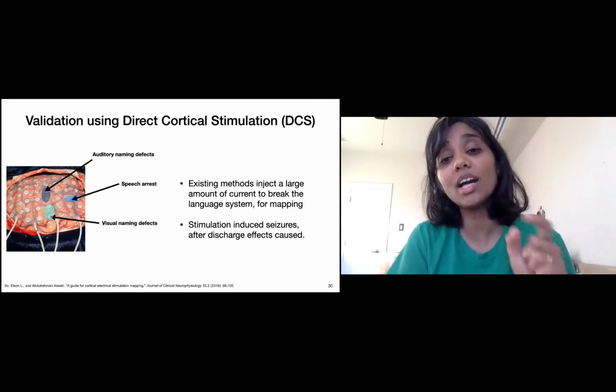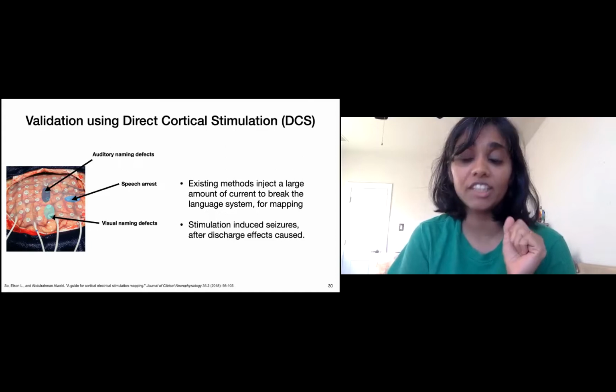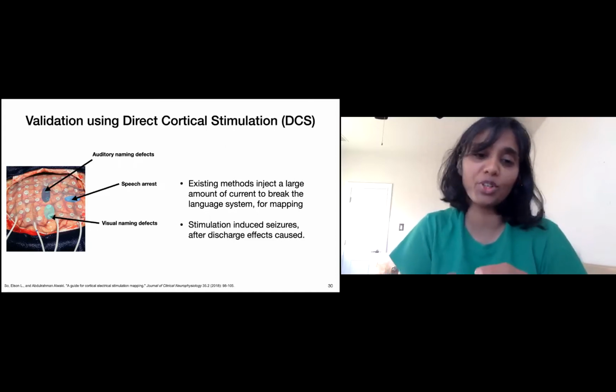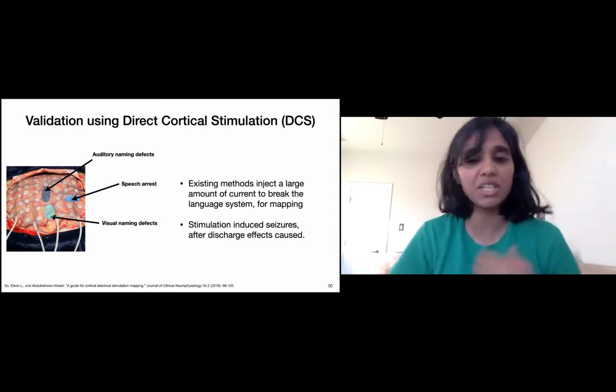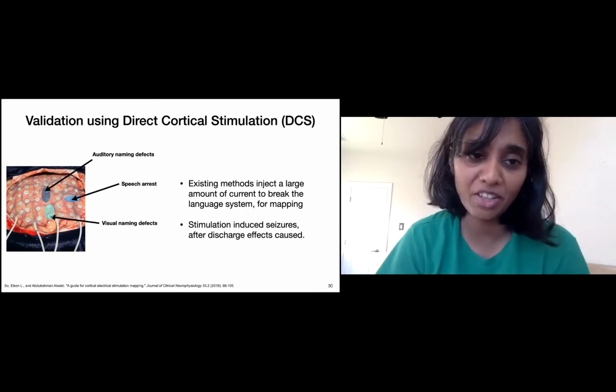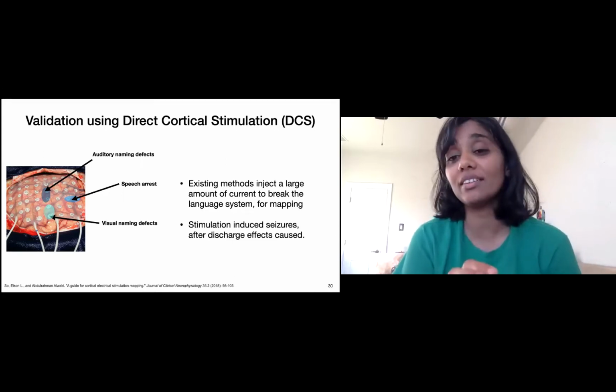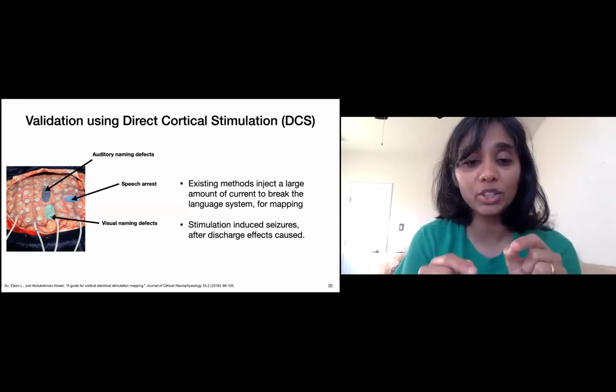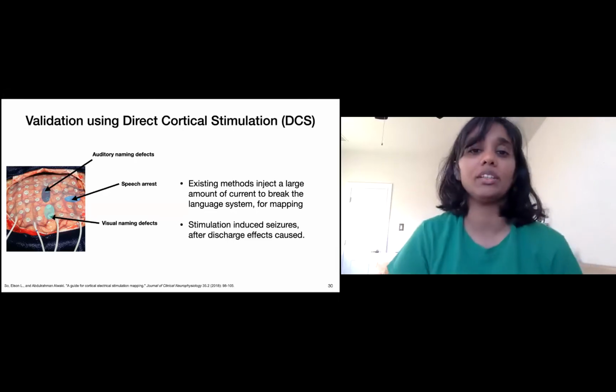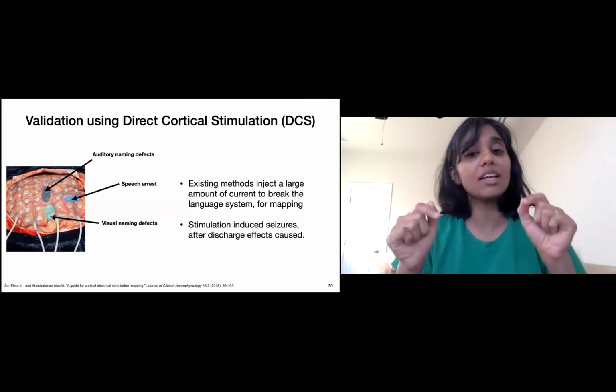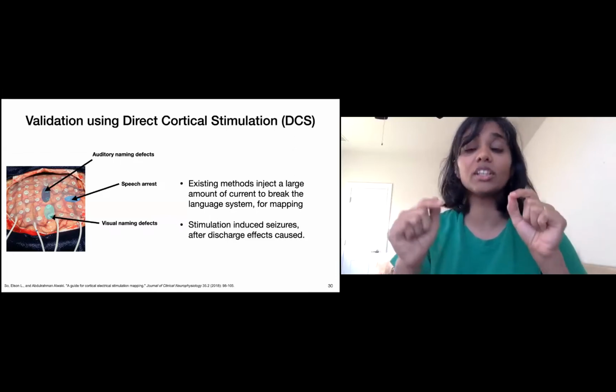They figure out where the epilepsy is originating, and they remove that part of the brain to hopefully solve the problem. But they don't want to cut out language parts of the brain, because if you cut out the wrong part, or too much of the brain, they can never speak again, and that's a problem, as you can imagine. So this is the gold standard. They take a pair of electrodes and they zap it with current. This is like high current. It's called direct cortical stimulation.